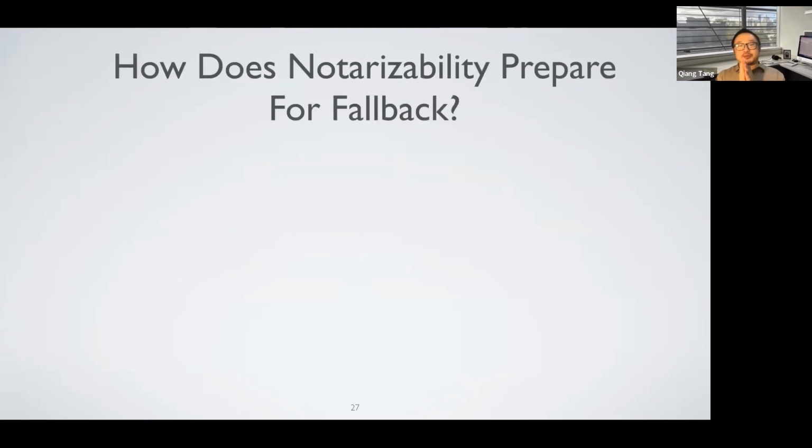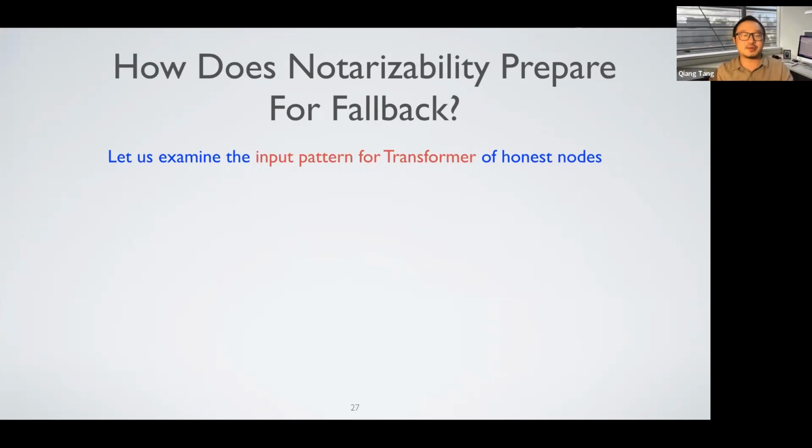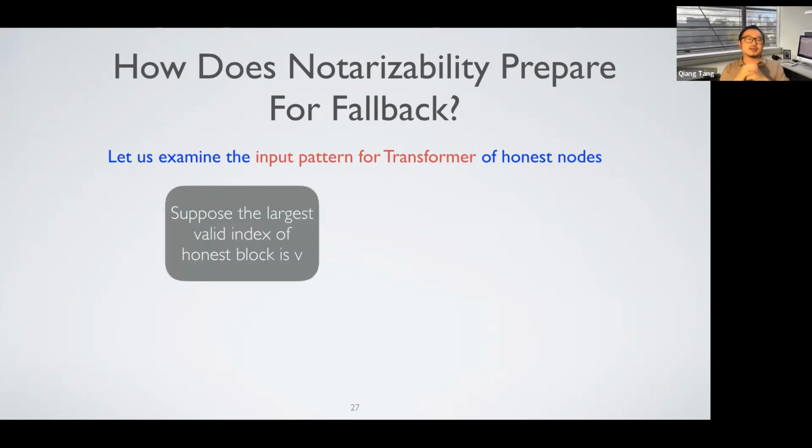The actual interesting part we're going to answer next is this seemingly simplest possible notarizability property. How does this property actually prepare all the honest nodes for running this fallback mechanism, essentially the transformer mechanism? Let's simply examine the input pattern of it. Let's suppose the largest valid index of the honest blocks is V. Among all the honest indexes, there's a largest one, right? Let's just assume it is V.